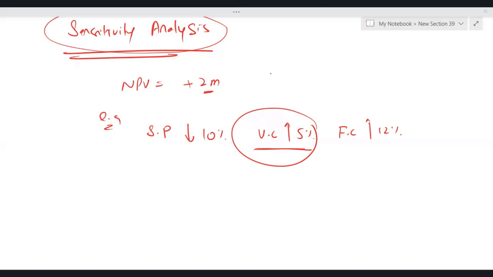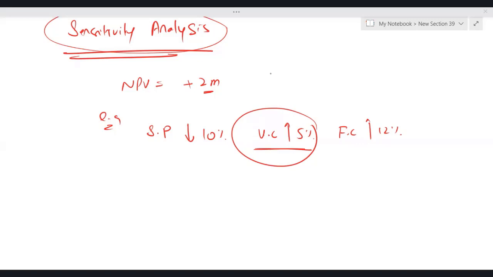But the problem with sensitivity analysis is it does not give us any decision criteria. For example, if the selling price reduces by 10% and NPV becomes zero, now the question is, should we make the investment or not? Sensitivity analysis will give you no answer. So there are two limitations in sensitivity analysis. Number one, at a time it is applicable only on one variable and assumes all other variables are constant. Second, it does not provide any decision criteria.